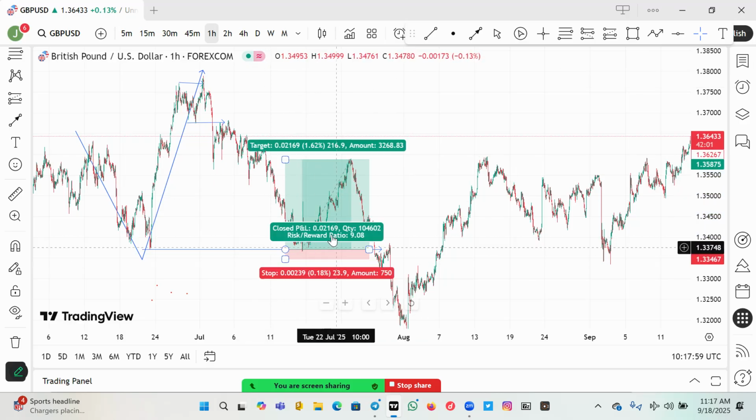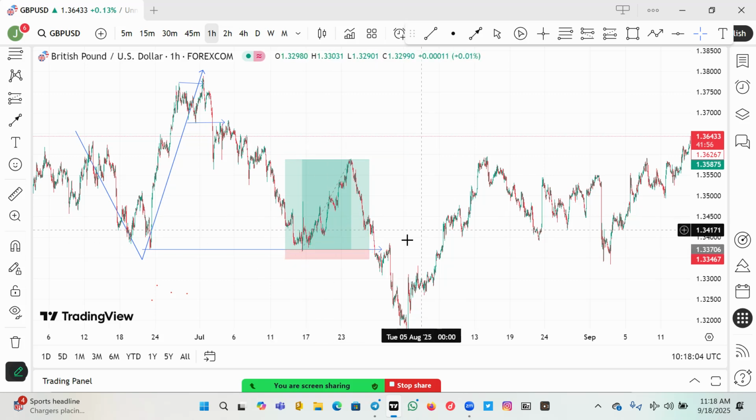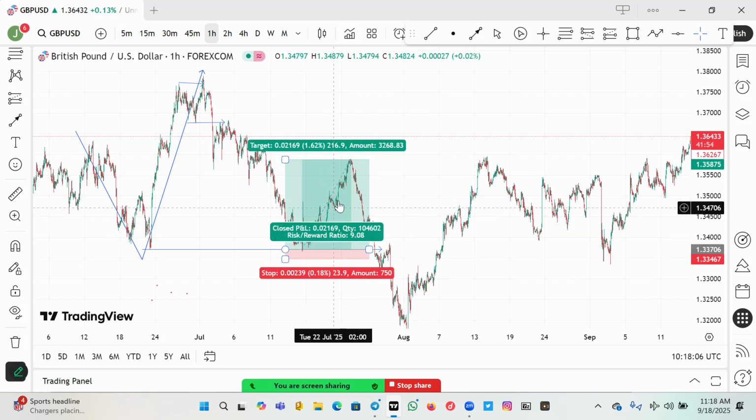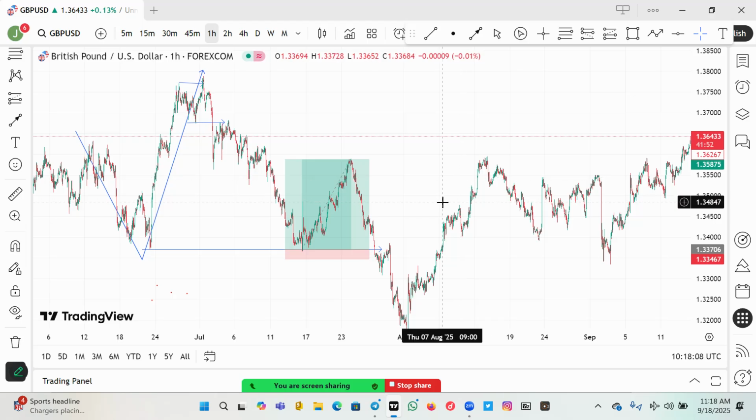So because this here makes up a valid break of structure, there's an entry mode they call reclamation. This market actually bought to the upside with reclamation. As time goes on, I'm going to teach on reclamation.